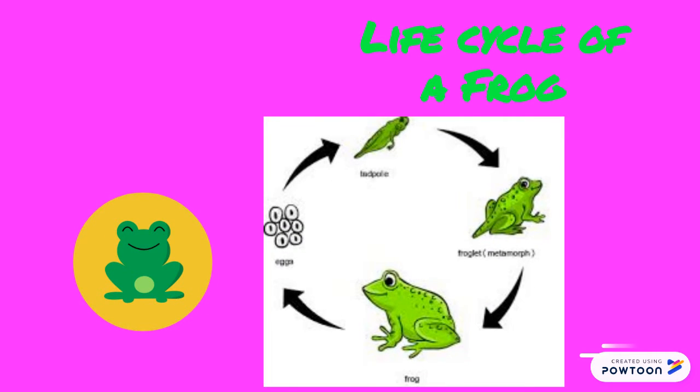Let's take the frog for example. Frogs have a 4 main stage life cycle until it fully forms into a frog. Let's have a look at the 4 stages of a frog's life cycle.